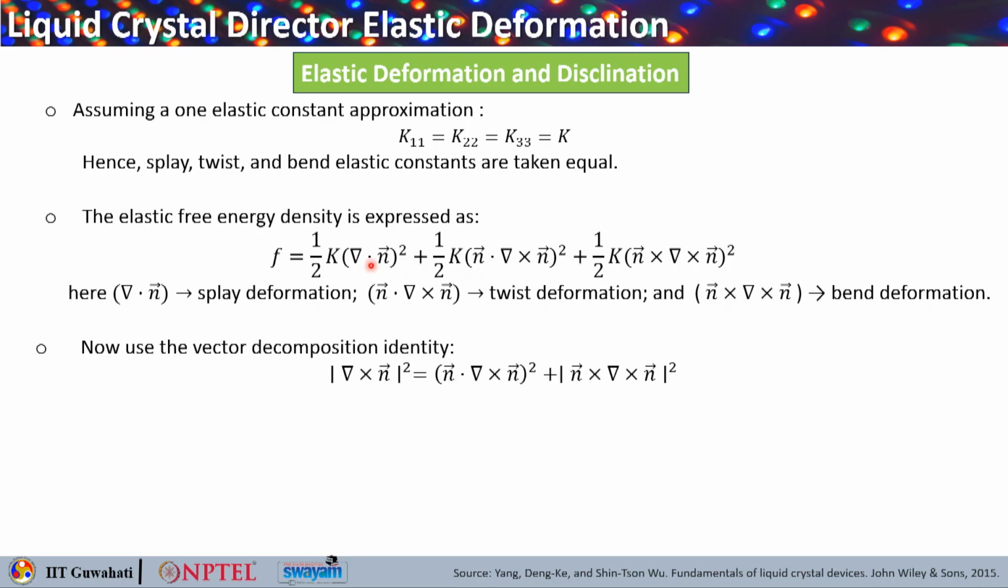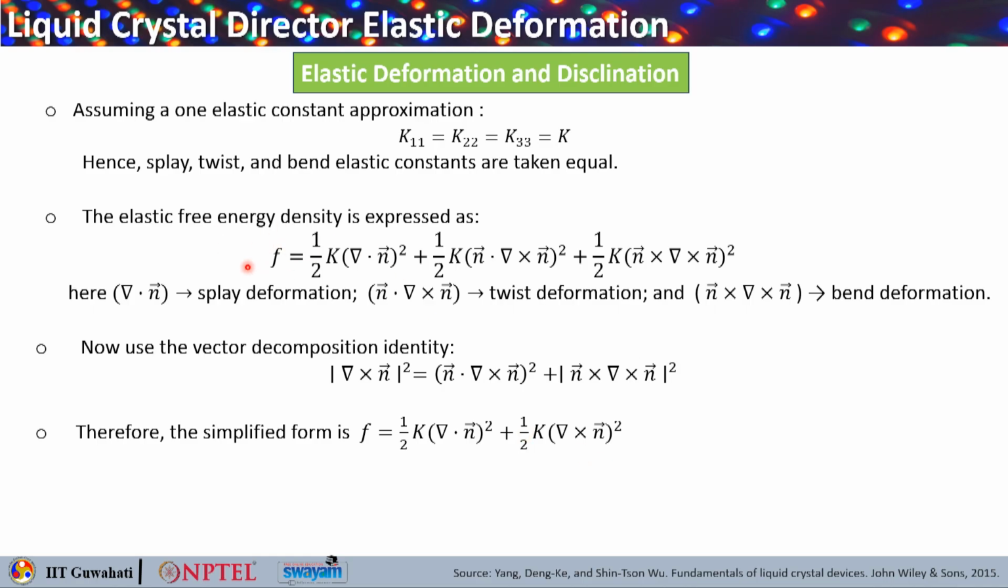So now, having this, you can use a vector decomposition identity, something like this, where curl of n modulus whole square can be written as n dot curl of n whole square plus n cross curl of n modulus whole square. Okay. So this can be basically taken here, and you can write these two terms as this.